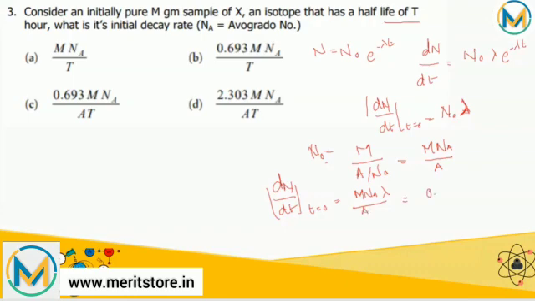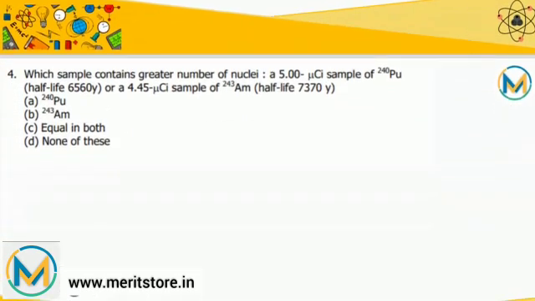Lambda is given by the half-life formula, lambda can be written as 0.693 upon T. So substituting, we get 0.693 M Na upon A T. If we look over at the options, we have this in option C. So the correct answer for this question is option C. Moving towards the next question.